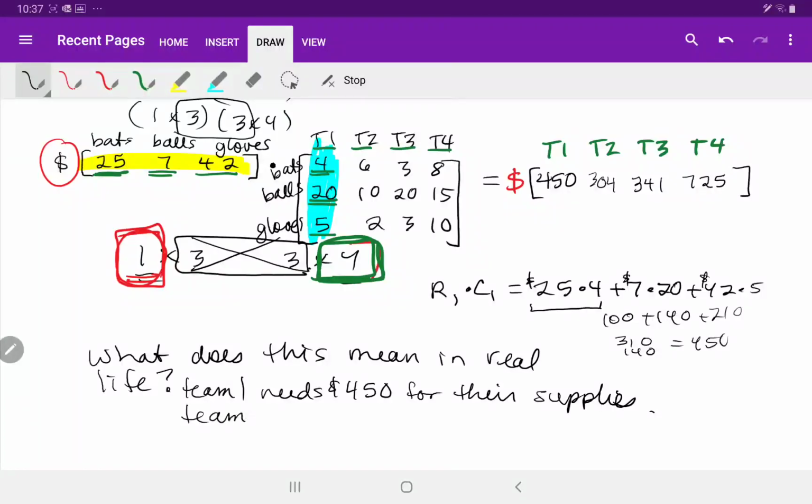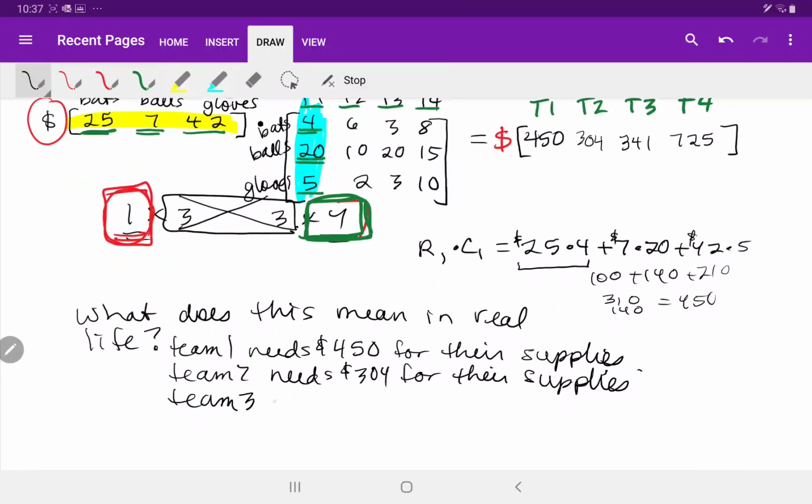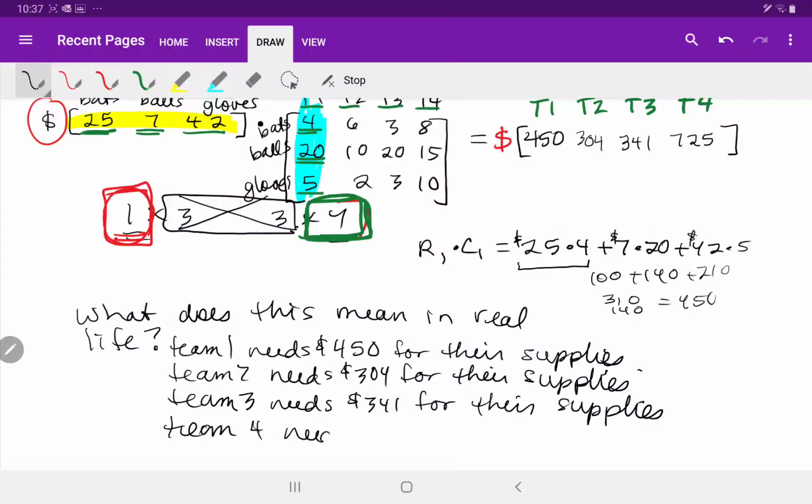right? Team 2 needs $304 for their supplies. Team 3 needs $341 for their supplies. And team 4 needs $725 for their supplies. Okay, sounds good.